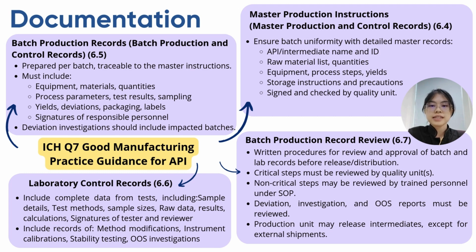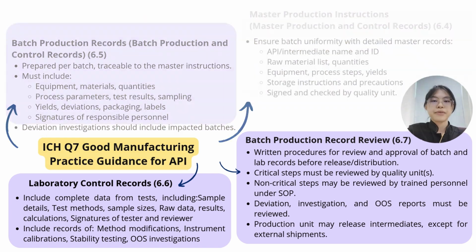In Section 6.6, laboratory control records must record all raw data and test methods, while Section 6.7 covers the batch production records review, where one should prepare documents for all batch and lab records review before product release.